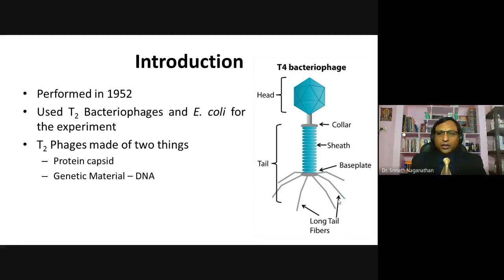coli or any bacteria. If they want to transfer their genetic material, they make an insertion like an injection into the bacteria, penetrate through the cell wall, and make their DNA enter inside the organism. Let's see how it does this.